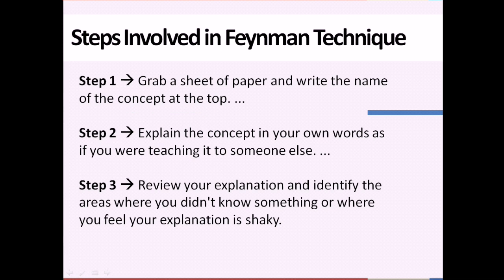Now let's see what the steps involved in the Feynman technique are, so that we can apply those steps to learn programming. The first step is to grab a sheet of paper and write the name of the concept at the top, which means you will take out a paper on which you will write the name at the top of the center. Then the second step is you'll explain the concept in your own words as if you were teaching it to someone else.